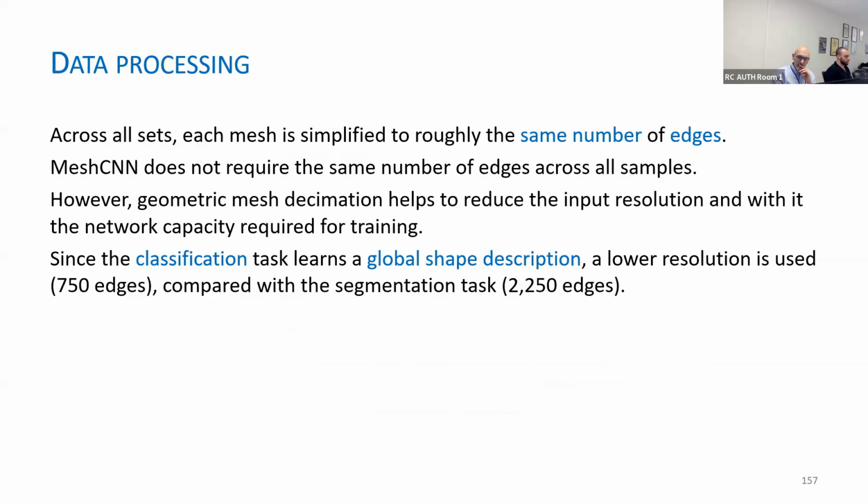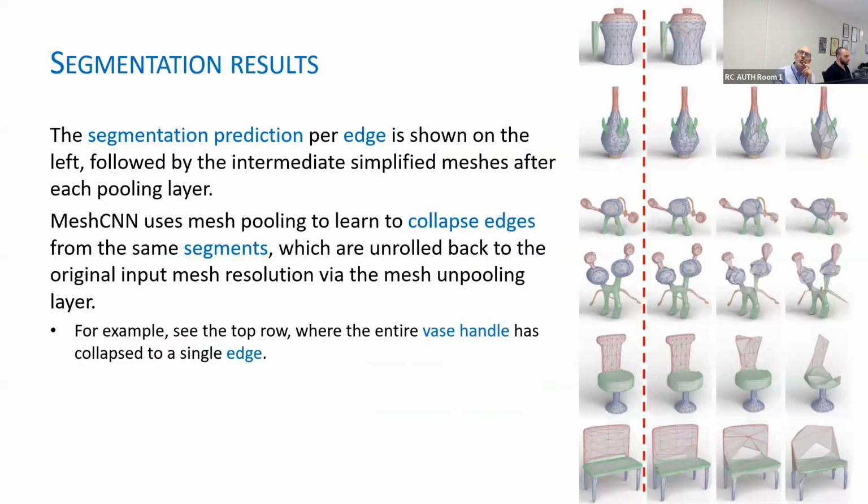And probably I can conclude here with some samples. This slide reports some results for the segmentation task. So you see in the upper part you have the ground truth, the original mesh on the left, and then on the right you have 3 different layers of the convolution and the mesh pooling.